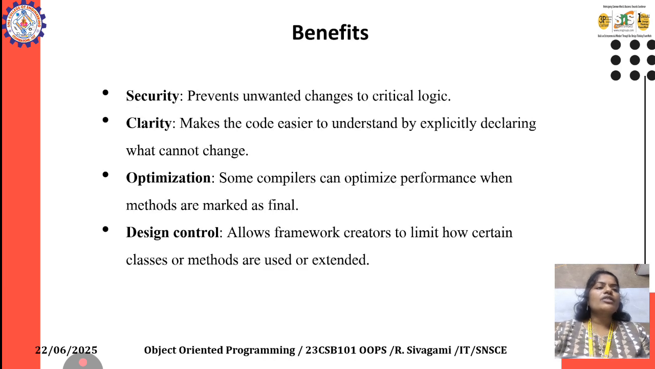The benefits of final inheritance. The first one is security, because if we declare a variable final, we cannot change it. If we declare a method final, we cannot override it. If it is a final class, it cannot be inherited. So it has more security. The next one is clarity. Another one is optimization. The next one is design control.